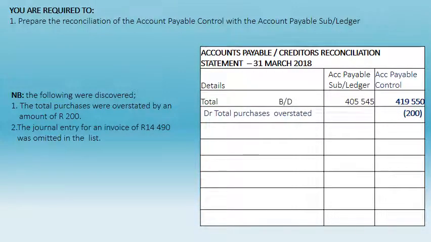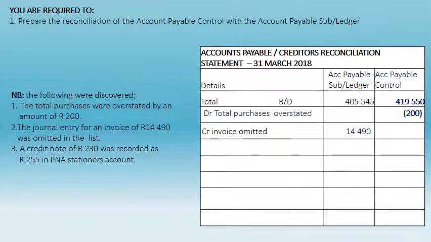The second omission was the journal entry for an invoice of 14,490, which was omitted in the list. We said that the error was committed in the subsidiary ledger. On the reconciliation, we will show it as a crediting invoice which was omitted. In the column for subsidiary ledger, an entry for 14,490 will be reflected.